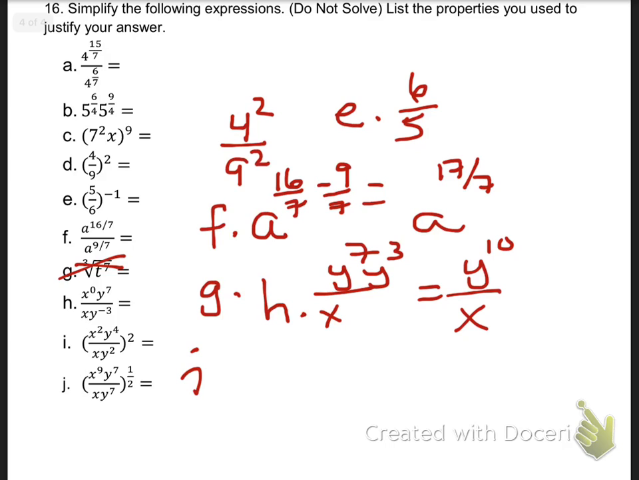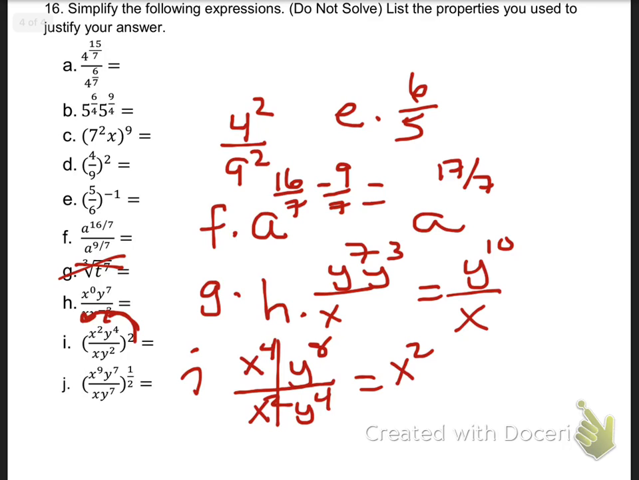Okay, let's do I. Everybody gets squared. So I'm going to square the x, and I'm going to square the y, and same thing downstairs. So I'm going to get x to the 4th, because 2 times 2 is 4. Y to the 8th, because 4 times 2 is 8, divided by x squared, and then here I have y to the 4th. Okay, so now look at that. I got my x's and my y's. So 4 minus 2 is x squared, and 8 minus 4 is 4, so y to the 4th.